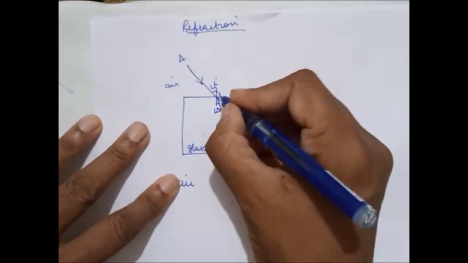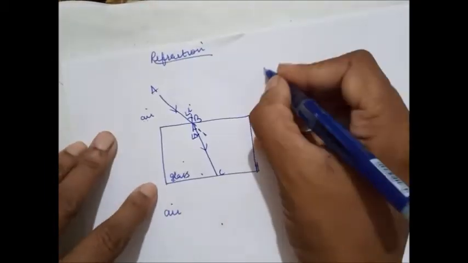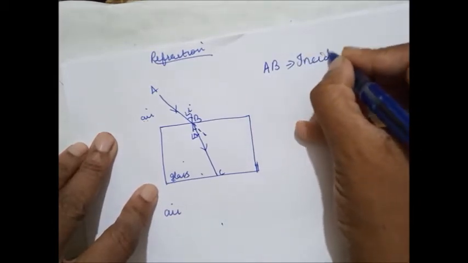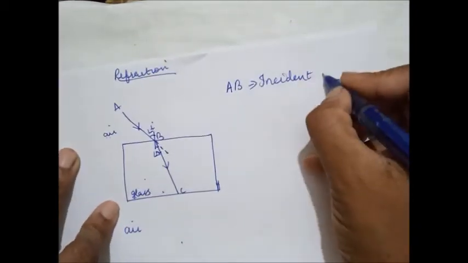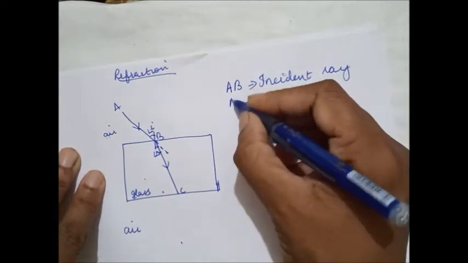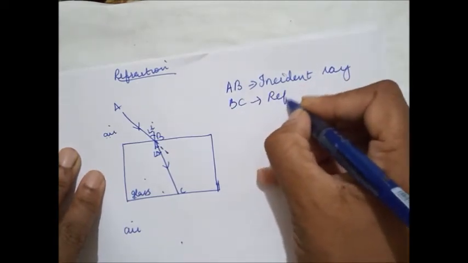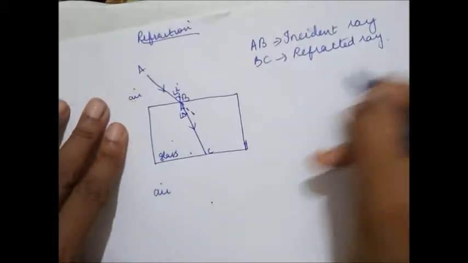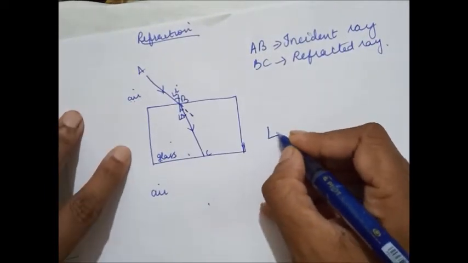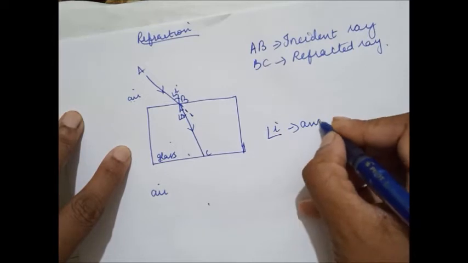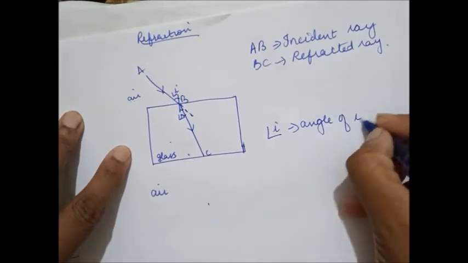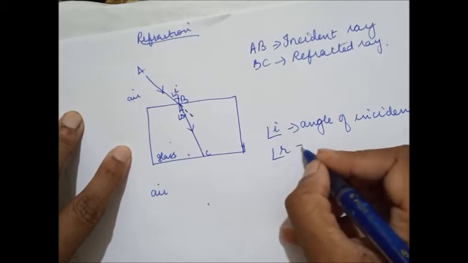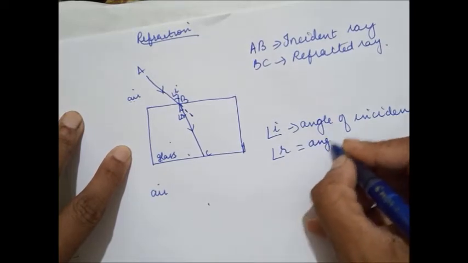So let's name it ABC. AB is your incident ray, BC is the refracted ray. Then angle I is the angle of incidence, and angle R is the angle of refraction.